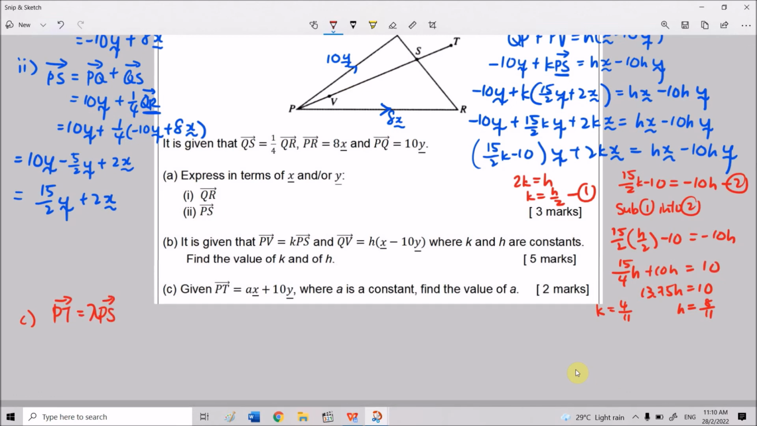So maybe you ask, hey, why do we suddenly have to write this? Because we have the information for PS here. We don't have any other information from this side here for PT. So we have to express PT in other ways that we have the information for. So if we write PT equals lambda vector PS, PS from question number 1, from a2 here, we already know is this. So I can write this as lambda times 15 over 2 y plus 2x equals ax plus 10y.